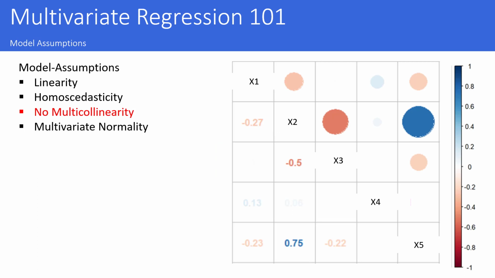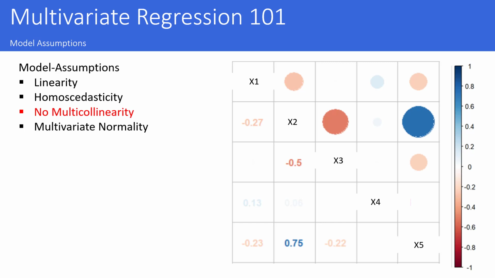Another model assumption that should be verified is multicollinearity. Multicollinearity might be a problem if there is too high correlation between independent variables. At the right side you see a correlation plot of 5 independent variables, x1 to x5. In the upper right triangle you visually see the correlation coefficients as circles.